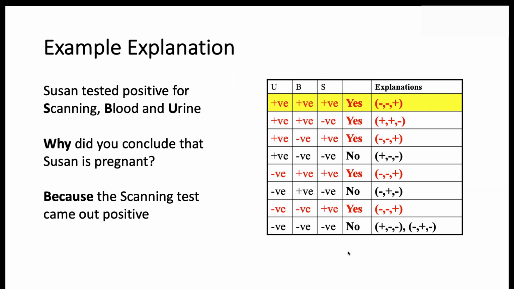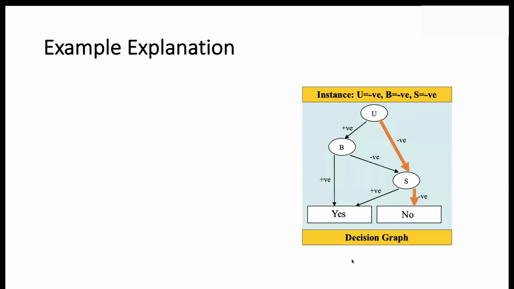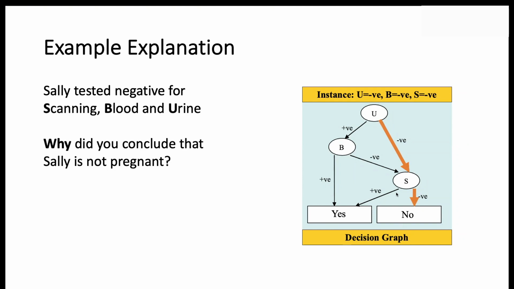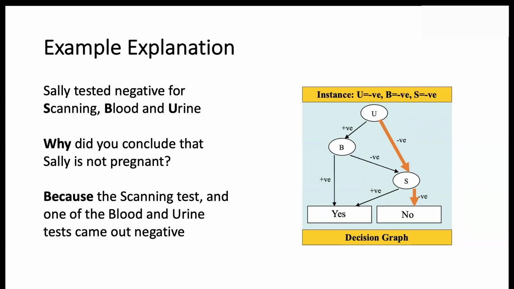All right, and let's take another more involved example. So same classifier, the instance is everything is negative in this case, okay? And you go and check the classifier and it says not pregnant. And you say, why did you conclude that Sally is not pregnant? And the answer you get now is because the scanning test was negative and one of the blood and urine tests came out negative. What does that mean? They're all negative, but I don't need them all to be negative. I would have made the same decision as long as scanning is negative and one of these two.